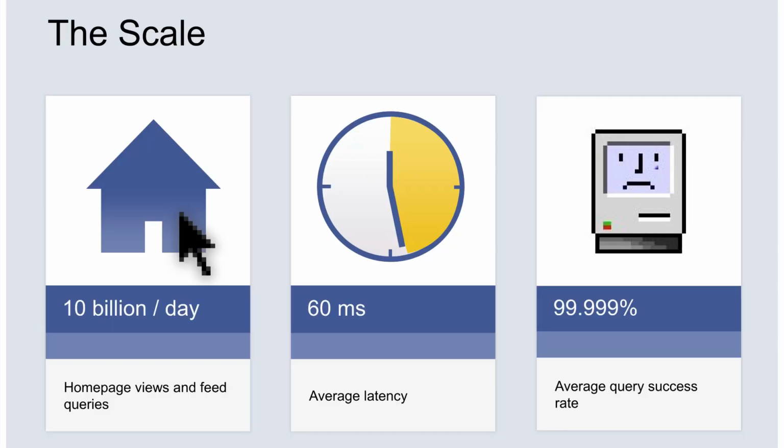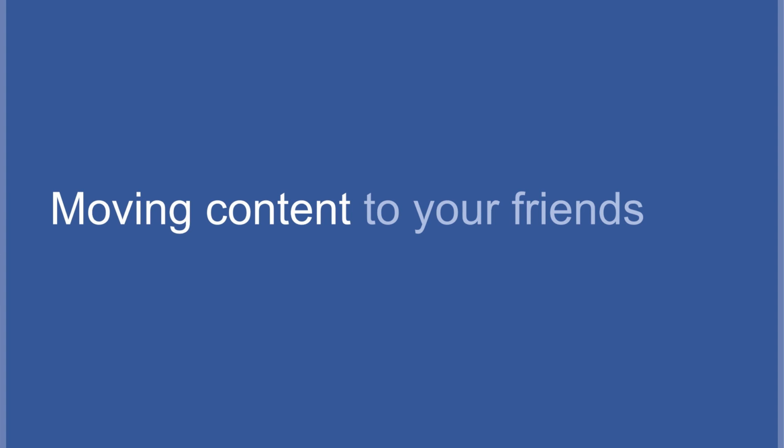And the thing that makes this tough is the scale at which we operate. So Newsfeed itself will do tens of billions of queries a day. Each of those queries will have to respond in less than 60 milliseconds. And we only really get to fail before people start noticing about 1 out of every million times. And we do all of these things routinely every day, so these are very real numbers about the scale of Newsfeed. So how do we do it?